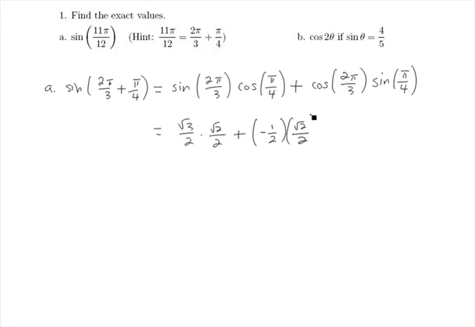If we want to reduce that, the common denominator will be 4. The first numerator is radical 3 times radical 2, so we get radical 6 minus radical 2 over 4.